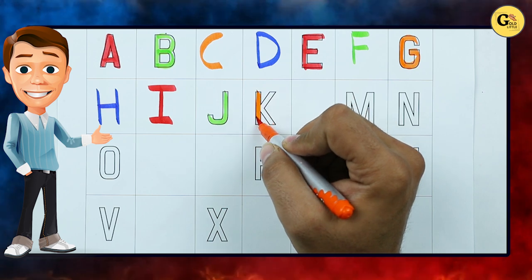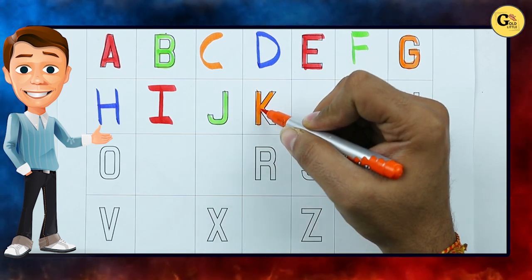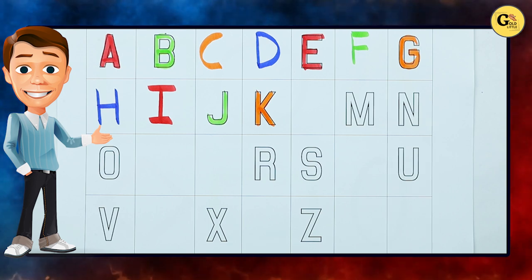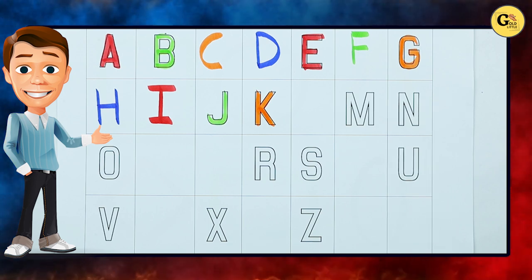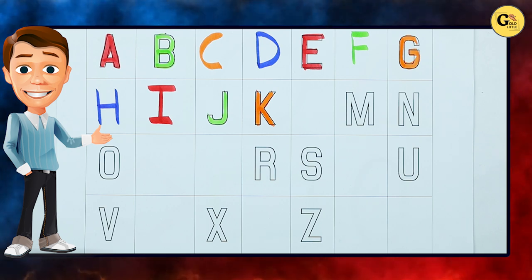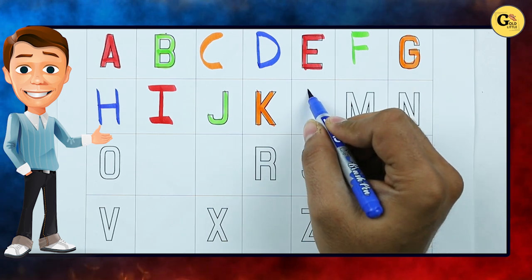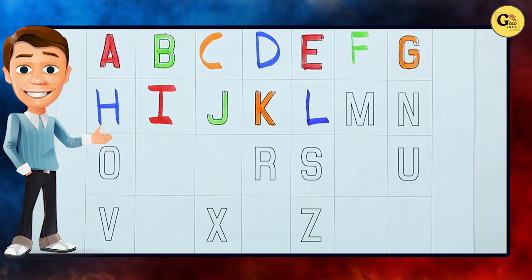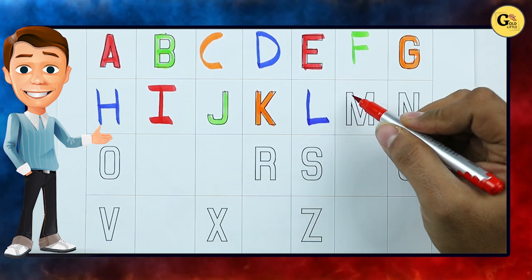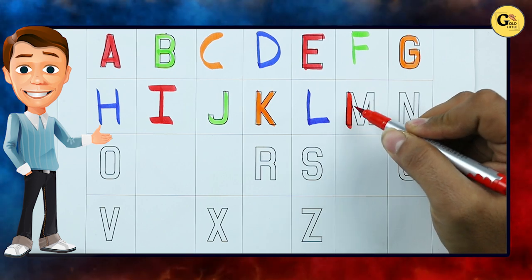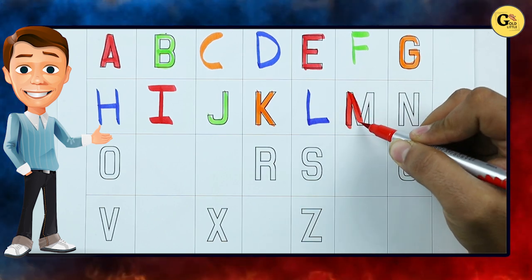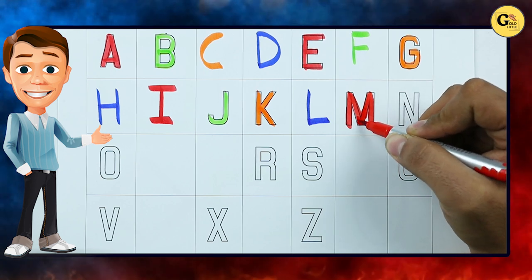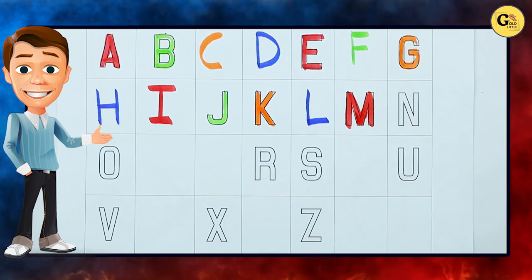K. K for kite with orange color. What next? Tell me. L. Very good. L for lion. What next? M. M for monkey. M with red color.